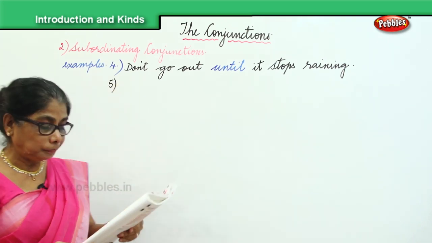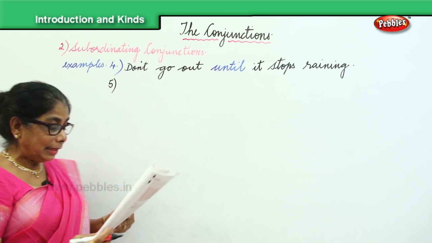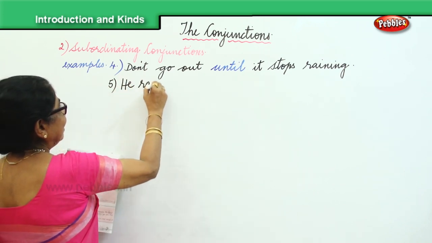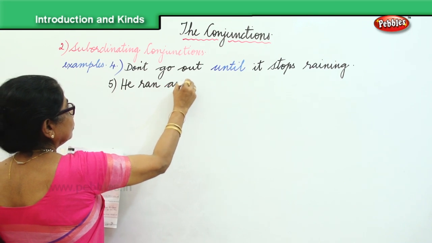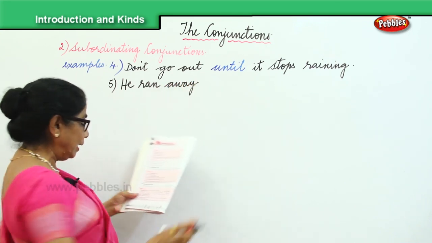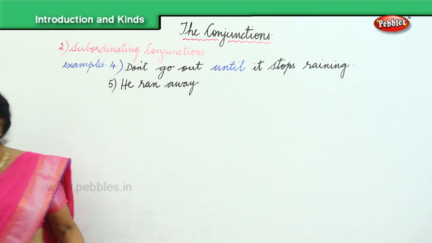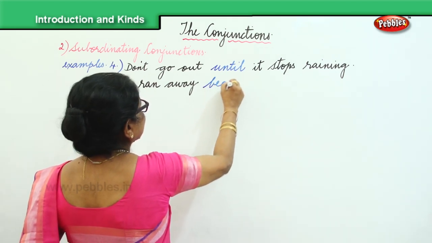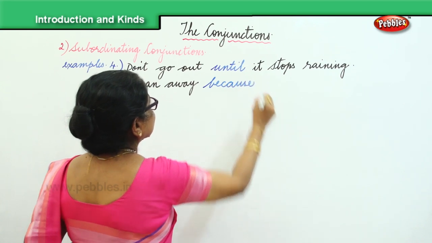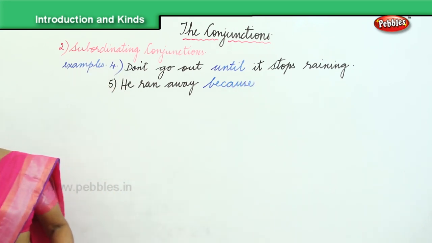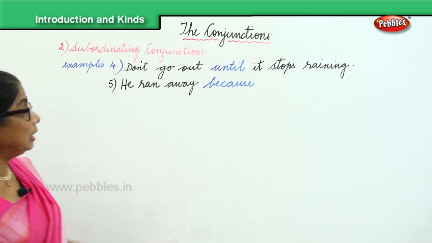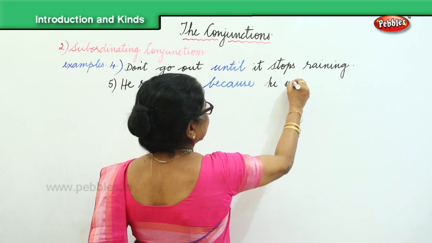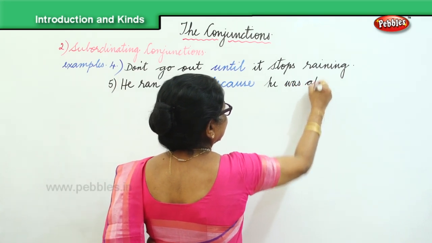The next one, he ran away. He ran away because. Ran away because he was afraid. He was afraid.